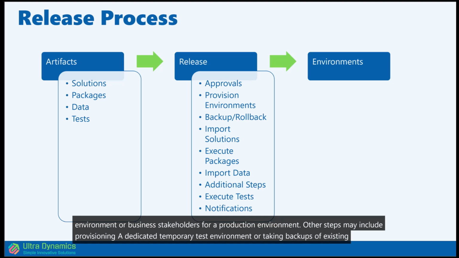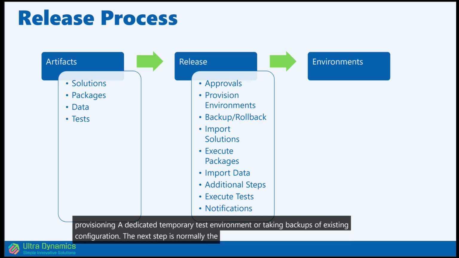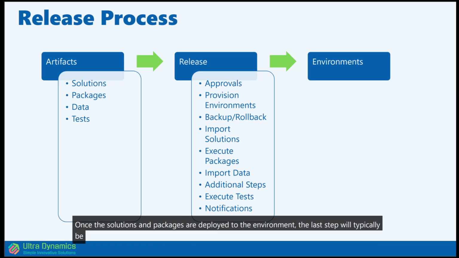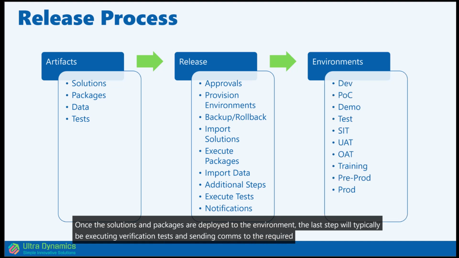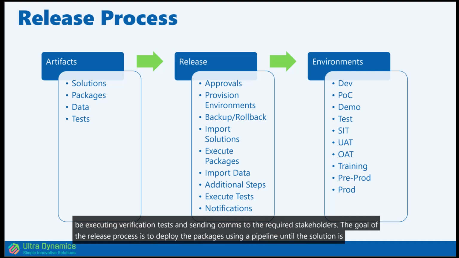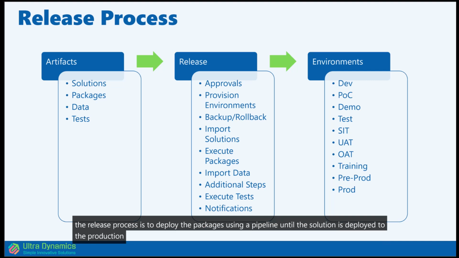The next step is normally the import of the solution and execution of deployment packages. Once the solutions and packages are deployed to the environment, the last step will typically be executing verification tests and sending comms to the required stakeholders. The goal of the release process is to deploy the packages using a pipeline until the solution is deployed to the production environment and the capability is available to the end users.